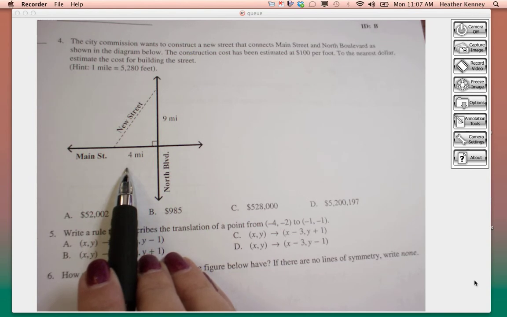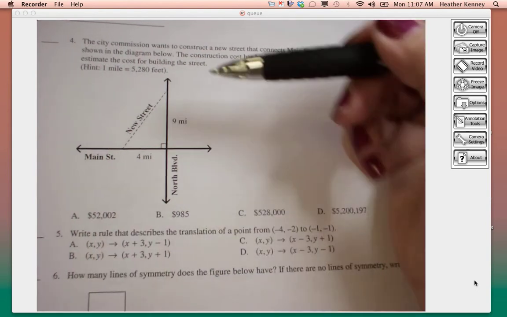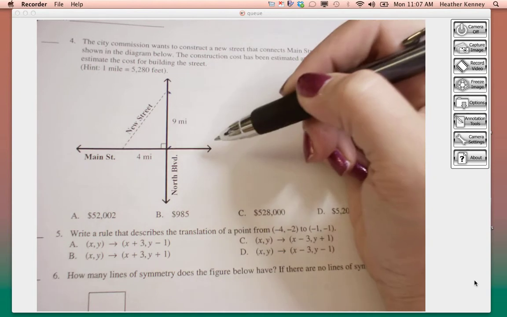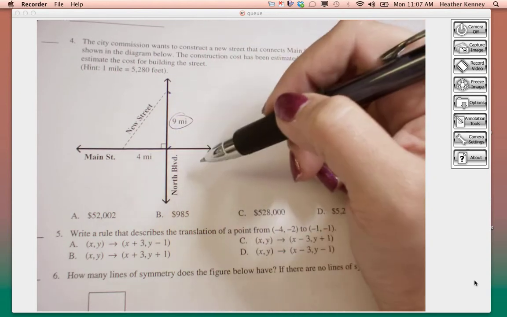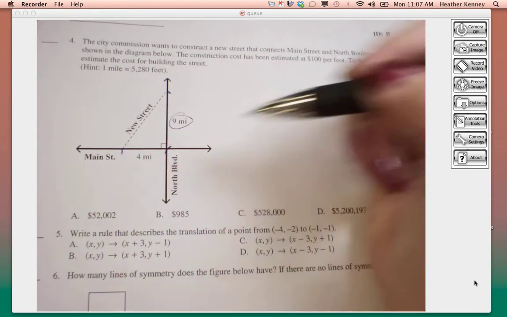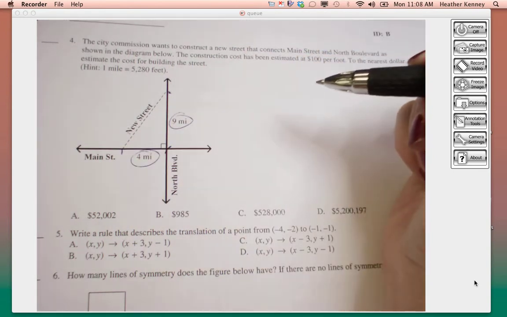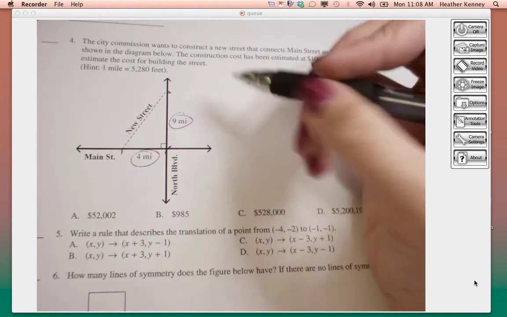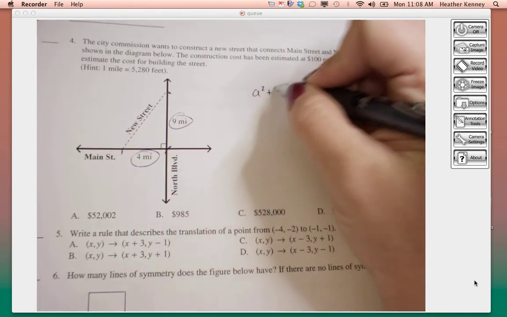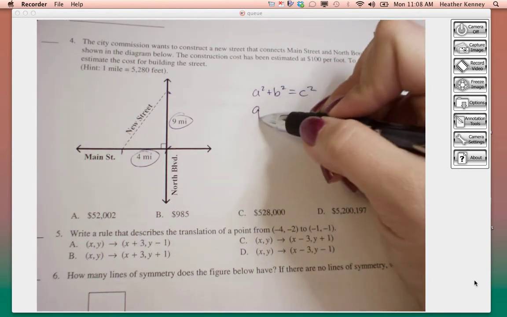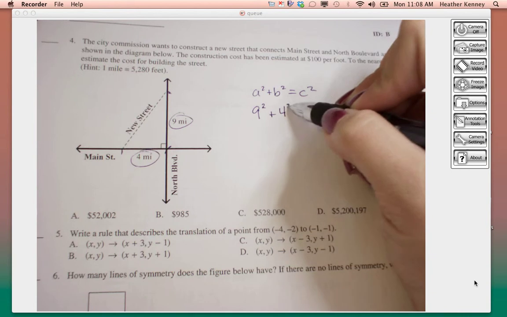The City Commission wants to construct a new street that connects Main Street and North Boulevard as shown in the diagram below. The construction has been estimated to cost $100 per foot. To the nearest dollar, estimate the cost for building the street. So we know that from here to here on North Boulevard is 9 miles. That's one leg of our right triangle. From here to here on Main Street is 4 miles. That's the other leg of our right triangle. So we can use the Pythagorean Theorem to find the length of the new street.